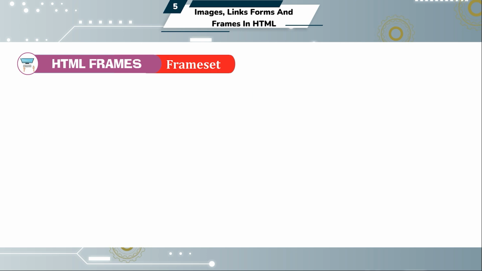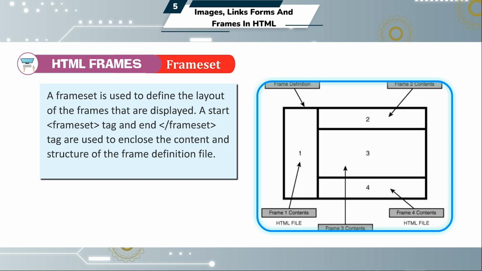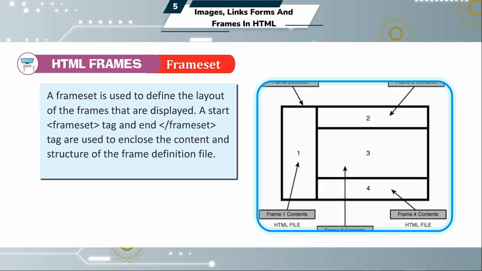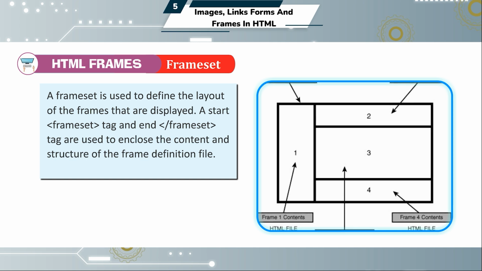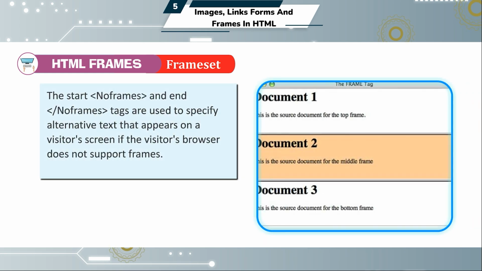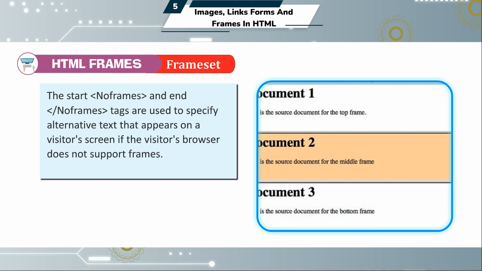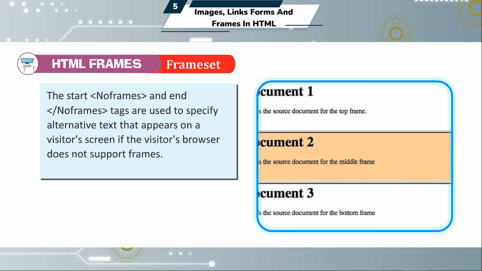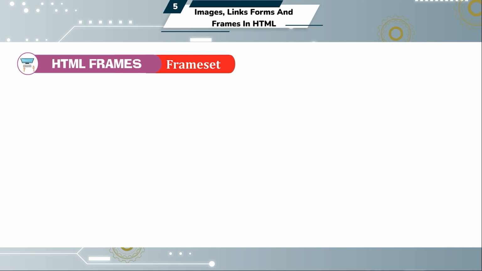Frameset. A frameset is used to define the layout of the frames that are displayed. A start frameset tag and end frameset tag are used to enclose the content and structure of the frame definition file. The start noframes and end noframes tags are used to specify alternative text that appears on a visitor's screen if the visitor's browser does not support frames.